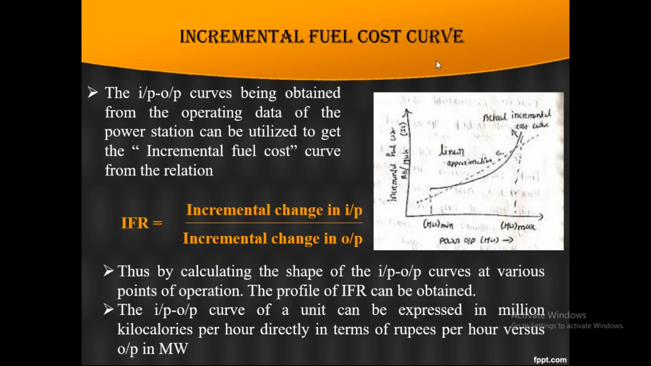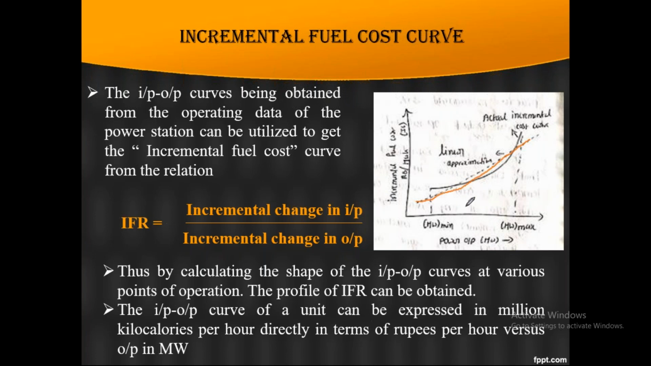This is the graph we can obtain by characterizing the incremental fuel rate. The y-axis is the input, that is the incremental fuel, and the output is power in megawatts. If you observe the graph, without any losses the line should go linear, without any changes occurring in the input as well as output. But in the present condition, the load is not constant.